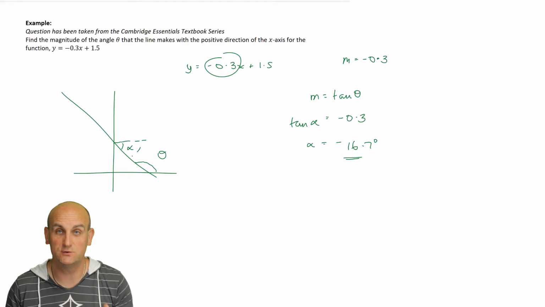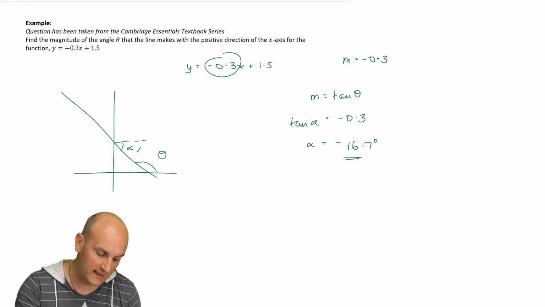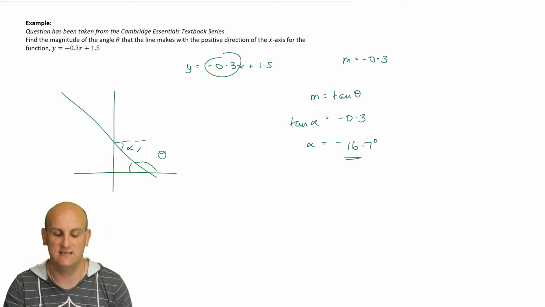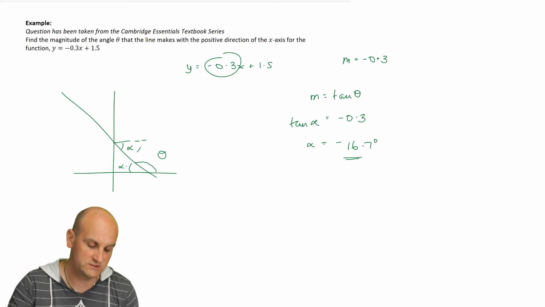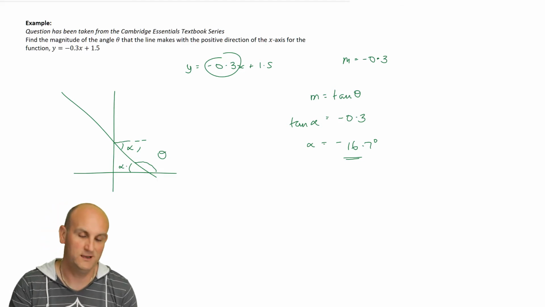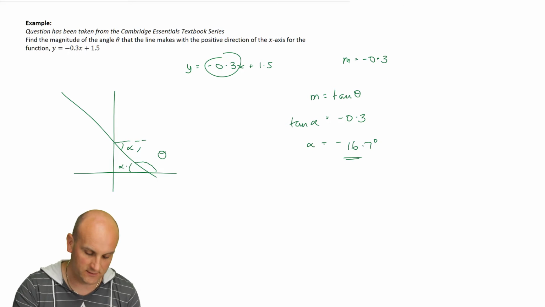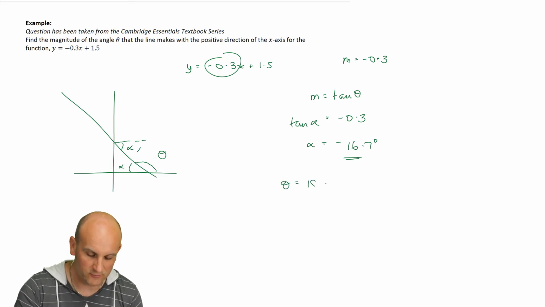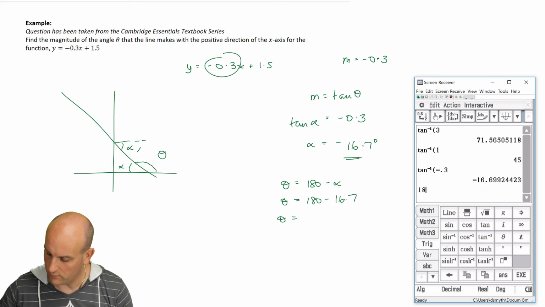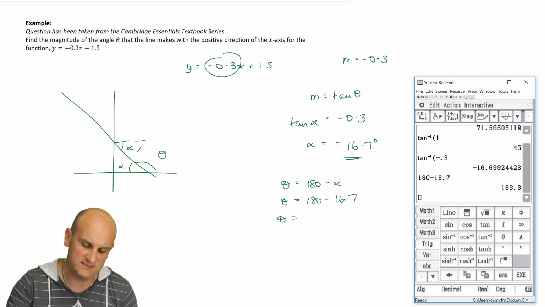I know that the physical size of that angle is 16.7, and through alternate angles, because we've got the z and we know the corners of the z are the same, this angle here is also alpha. How do I use that to find theta? Because that's the angle we want. Well, if we take alpha away from 180 degrees, theta is 180 minus alpha, so theta is 180 minus 16.7, which gives me 163.